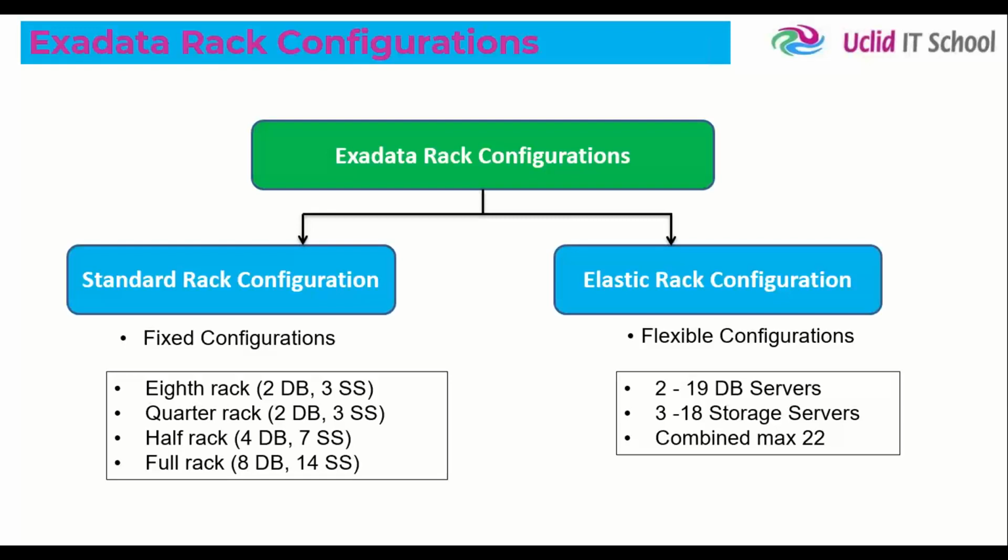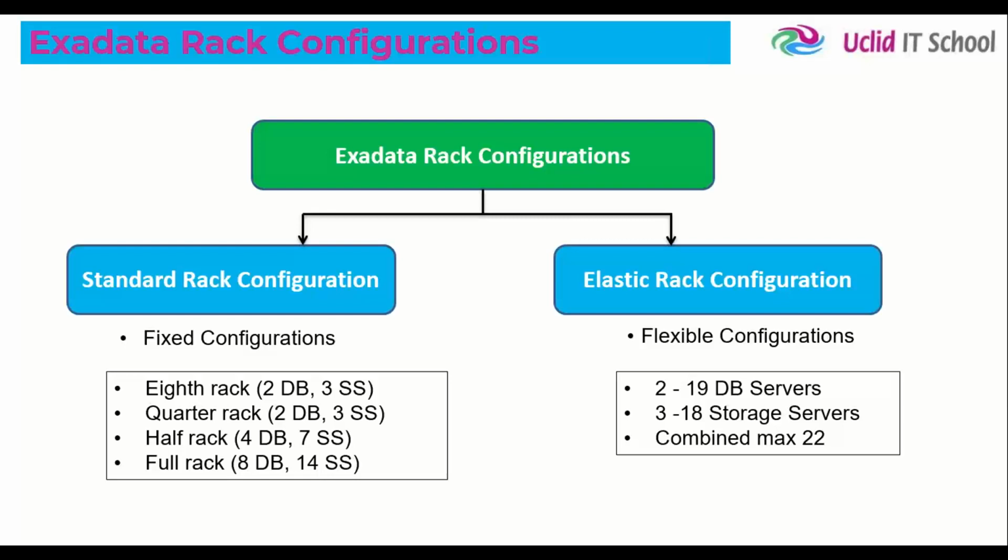Now in the bracket, you can see the number of servers that you get in each rack. Okay, 8th rack, you will get 2 database servers, 3 storage servers. DB is database servers, SS is storage server. In quarter rack also, you will have 2 database servers, 3 storage servers. In a half rack, you will get 4 database servers, 7 storage servers. In full rack, you will get 8 database servers, 14 storage servers. So any customer purchasing a full rack standard configuration will get 8 database servers, 14 storage servers.